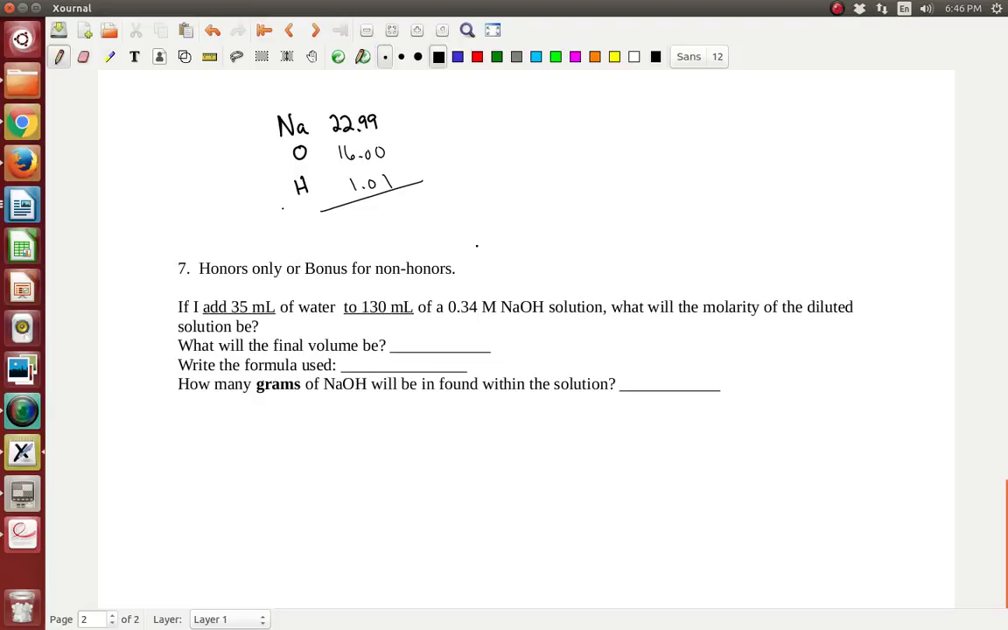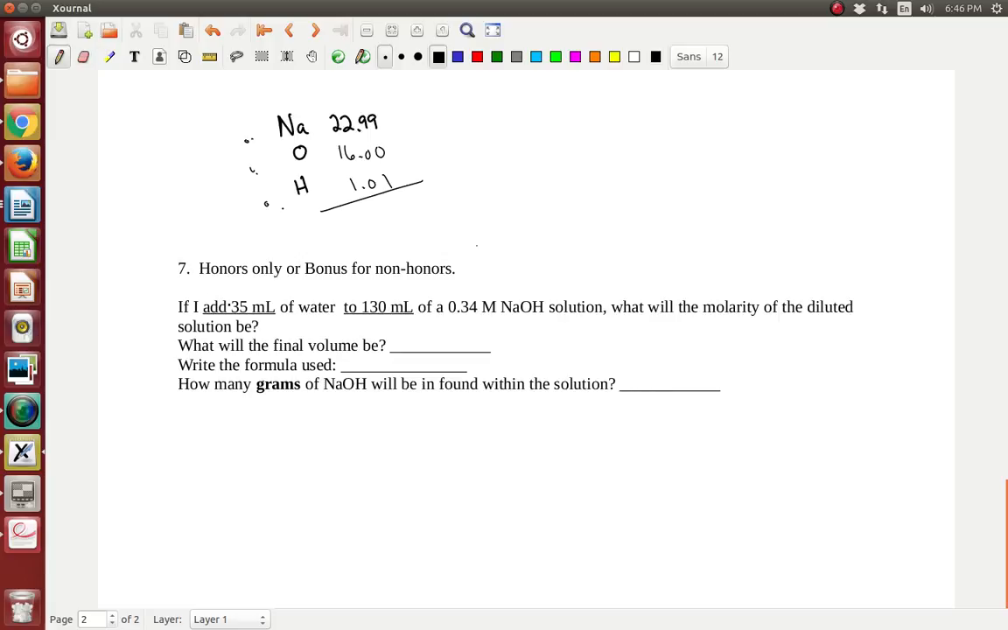We're going to go ahead and work out the honors question from Chemistry Chapter 12. This is the bonus question, and if anybody who is not in honors wants to do this, they can earn bonus points. I went ahead and looked up the molar mass of sodium, oxygen, and hydrogen right up here, because I know we're going to use it.